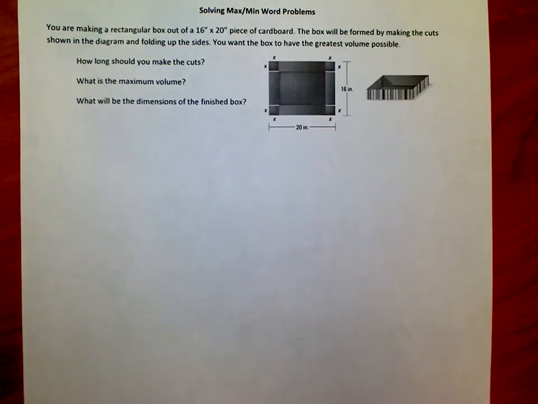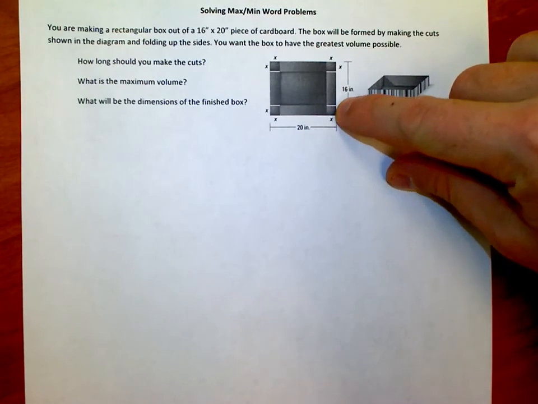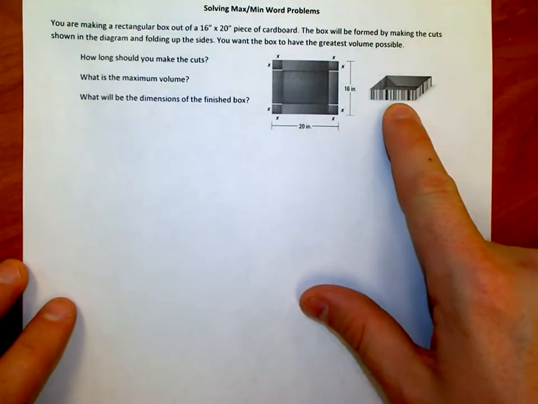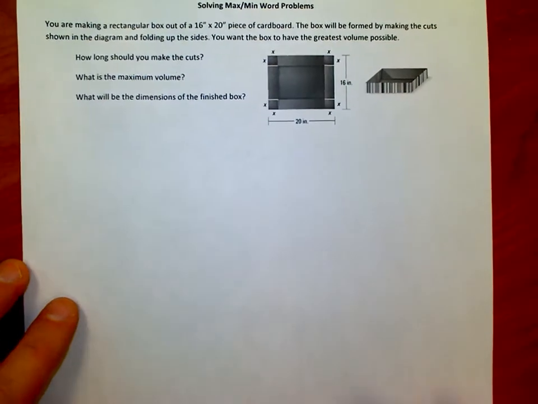I'm going to make a rectangular box out of a flat piece of cardboard. And the way that I'm going to do this is I'm going to cut right here on the side. You can kind of see the little cuts. I'm going to cut a flap on the sides and fold it up and make this box. Okay, it's a very pretty box.